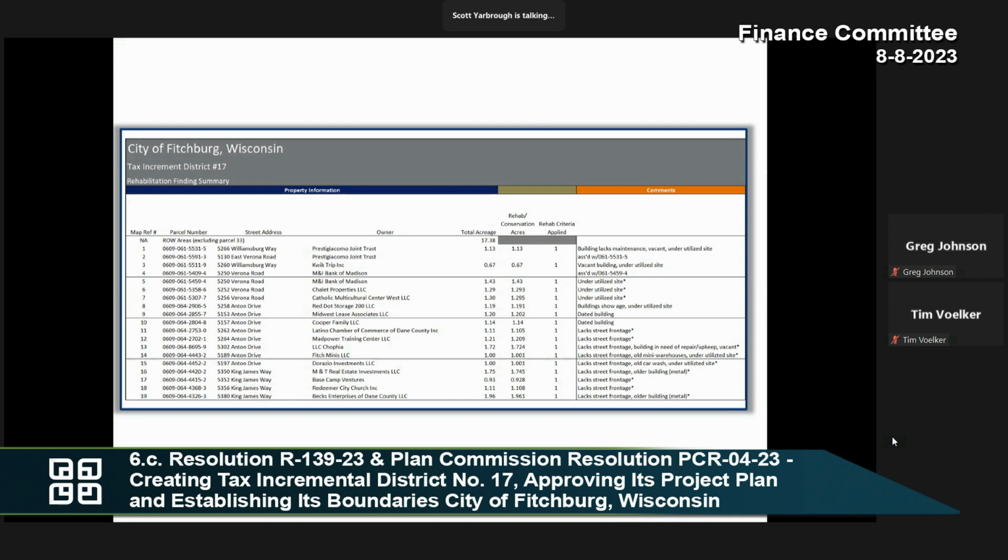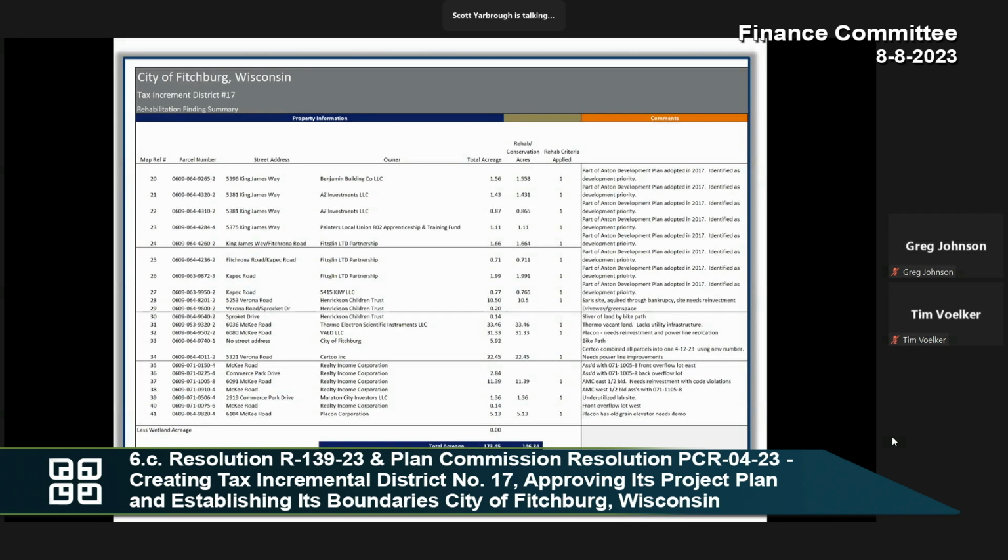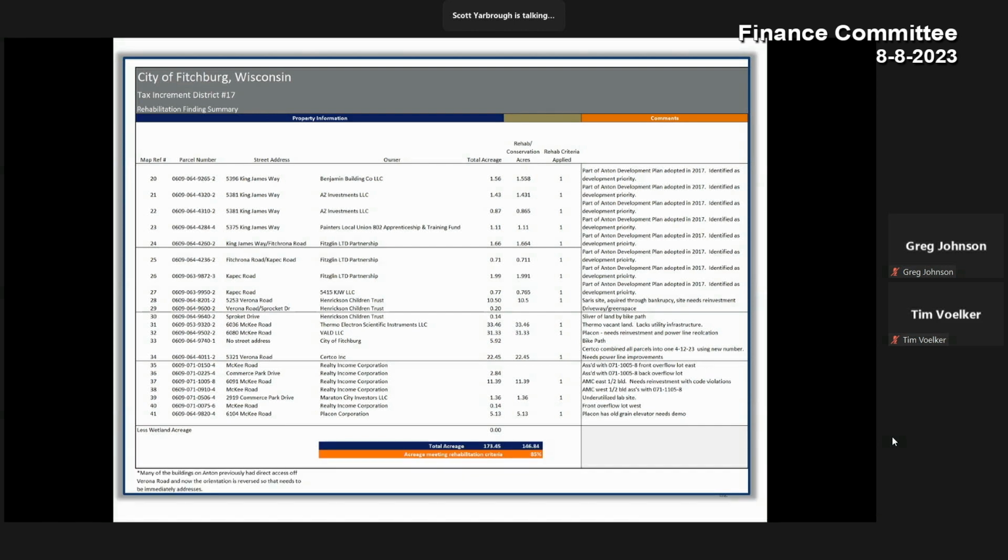So a lot of the parcels that were identified on Anton Drive, that's the primary rehabilitation factor being addressed: street frontage and access for those properties. And similarly for the balance of the district, it's implementing some of the findings of the Anton development plan that was identified back in 2017. The total acreage of this district is about 174 acres. About 146 acres meets the rehabilitation criteria, so we're at 85%, well over that statutory finding.